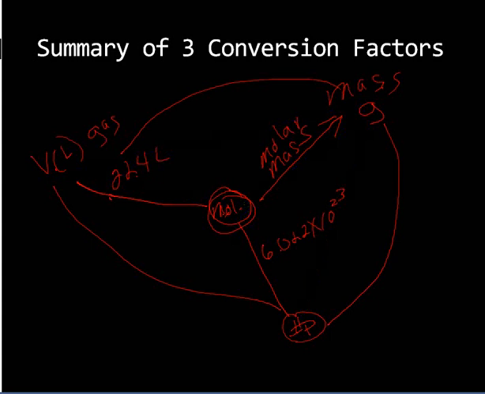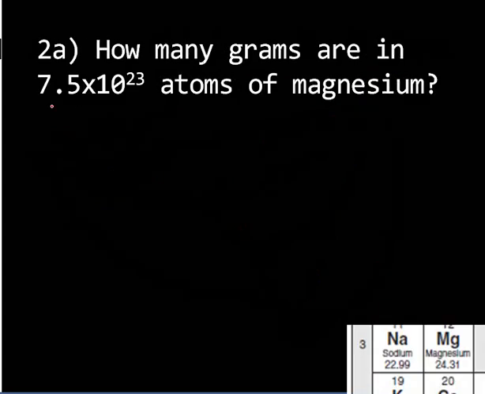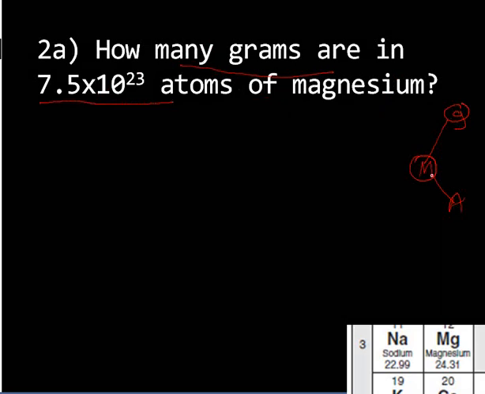Let's take a look at how we can apply that. So here we want to know how many grams are there in 7.25 times 10 to the 23rd atoms. If I think about it, I'm starting with atoms and I want to get to grams. In order to do that, I need to go first to moles. To go from grams to moles, I'm going to use my molar mass, and to go from moles to atoms, I'm going to use Avogadro's number.